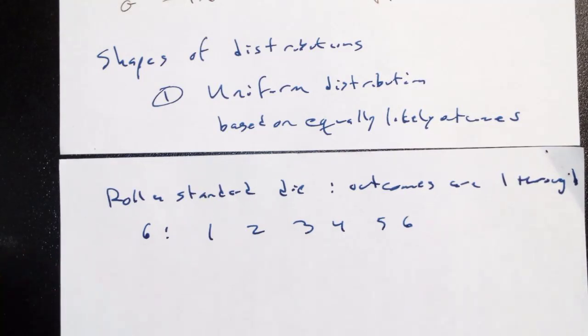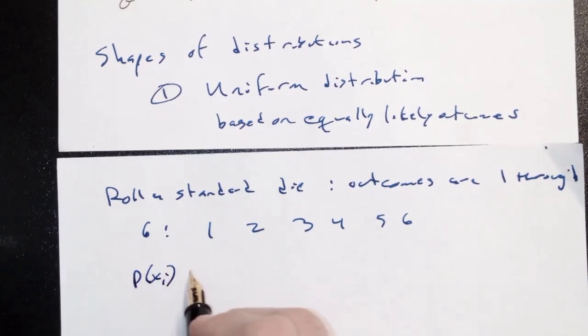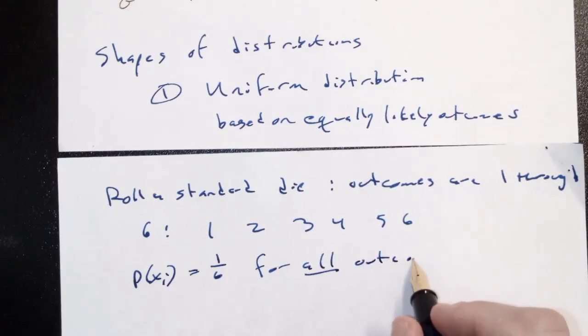Now, assuming this is a fair die, what's the chance of getting a 3? Chance of getting any of these numbers? Right. Really, the probability of all of these is the same. It turns out that this type of distribution shows up a lot.